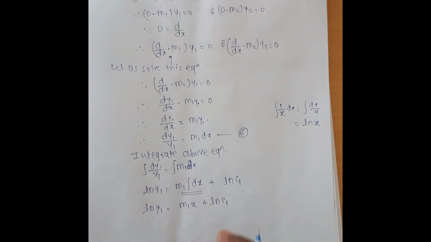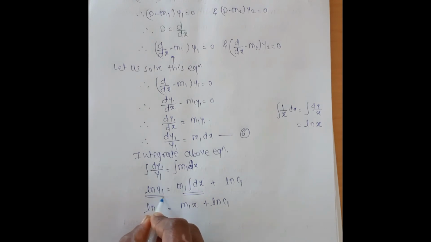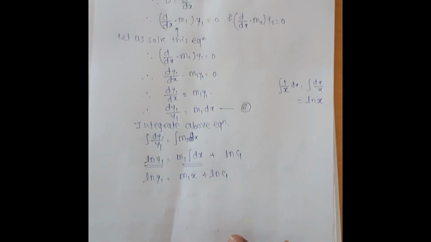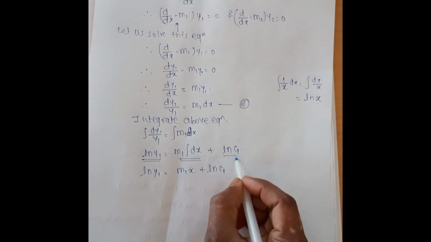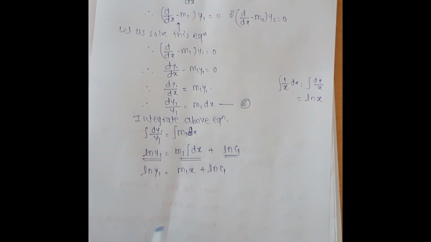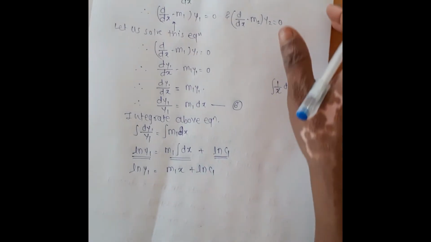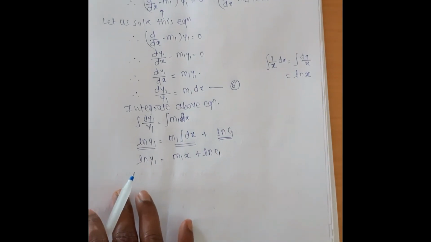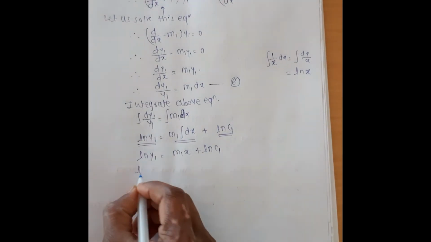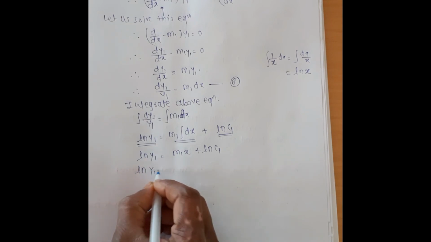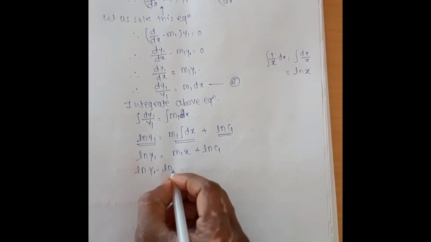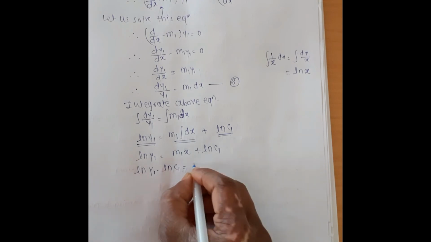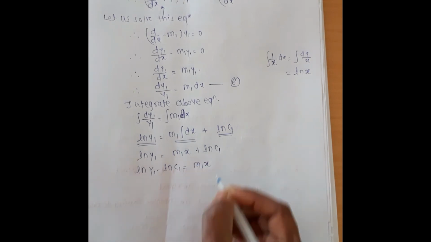Why here do we take the integration constant with ln? Because the term on the opposite side comes in the format of ln, so that's why we use the constant as ln of c1. Now this constant is added here, so when it goes to the opposite side it will be subtracted. So ln of y1 minus ln of c1 is equal to m1x.